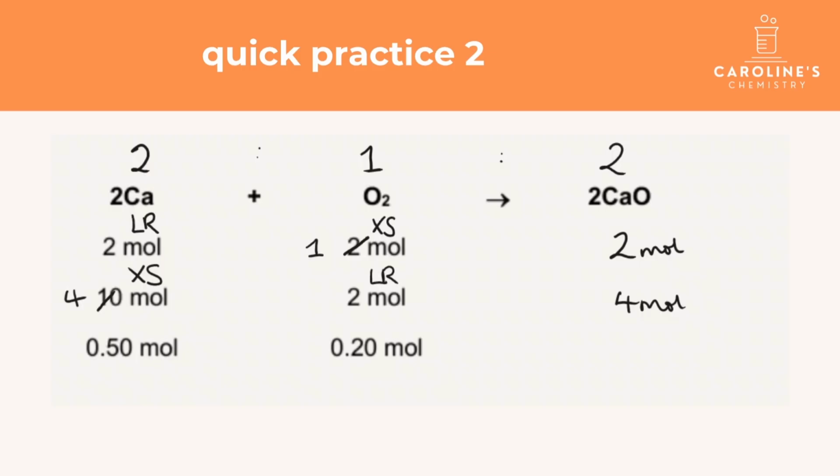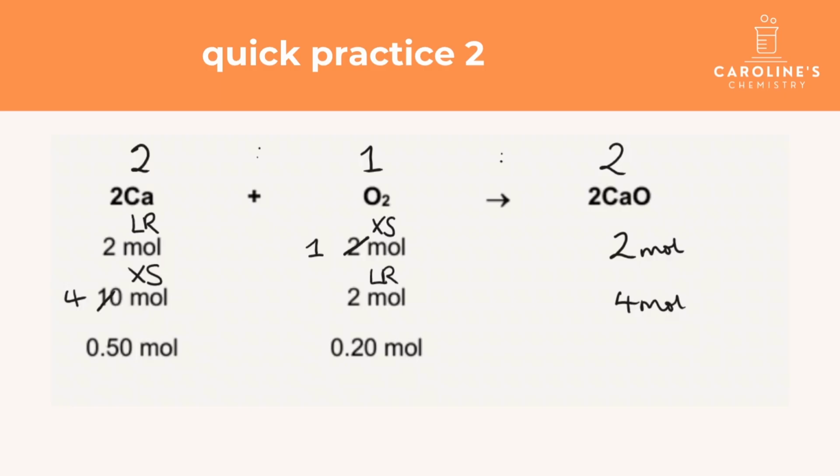And the final example here. We're now starting with 0.5 moles of calcium and 0.2 moles of oxygen. Let's work with the ratio. If I took the 0.5 moles of calcium, then that would react with 0.25 moles of oxygen. That's too much. We do not have that amount. We only have 0.2. So that can't work.